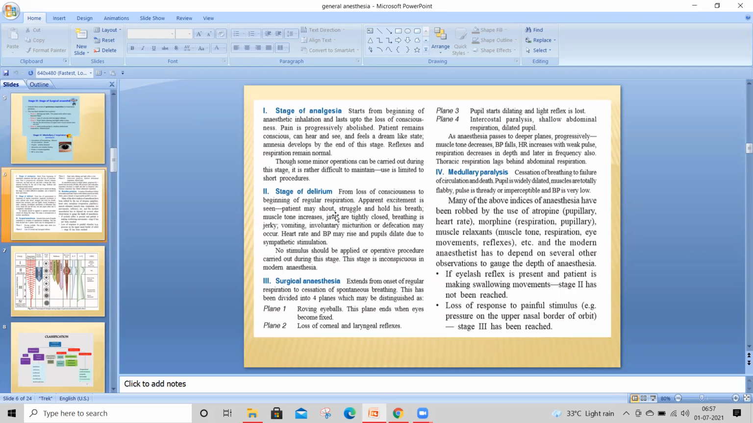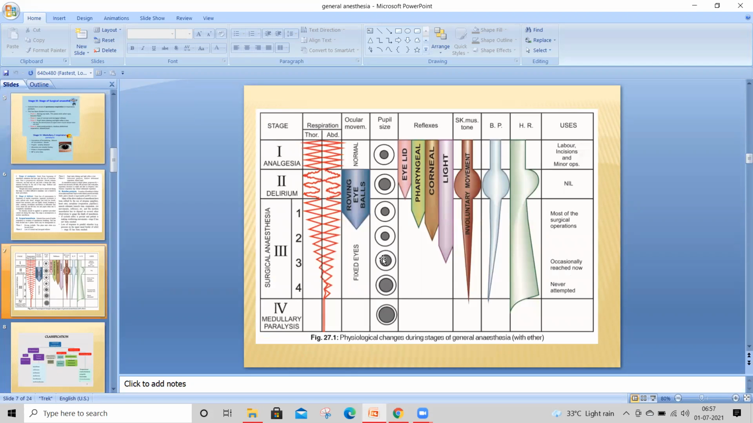And I have taken this from KD Tripathi, and you can read it once for your clarification. And next, this is also from KD Tripathi. You can see the different stages of general anesthesia: first, second, third, and fourth. And you have to remember the uses. In the first stage, analgesia is used in case of labor, but in the second stage, no operation is carried out. In the third stage, most of the operative procedures are carried out. And in the fourth stage, there is no operation, meaning a patient may die in this case.